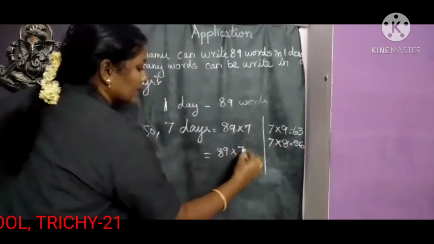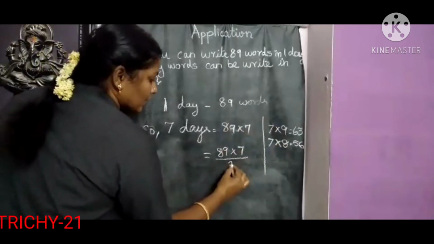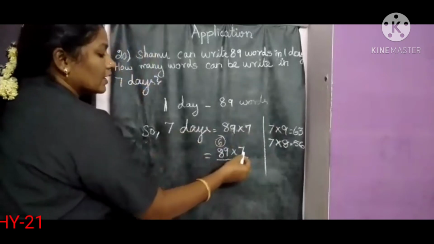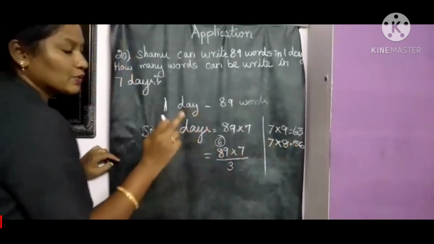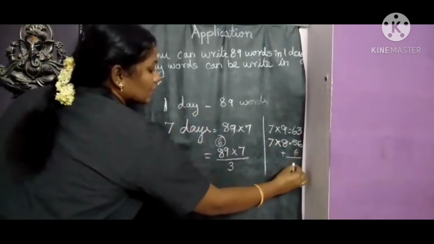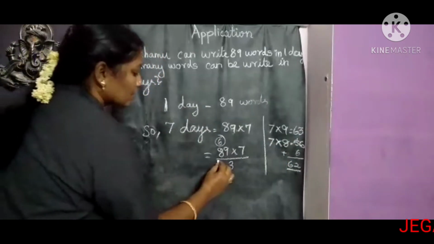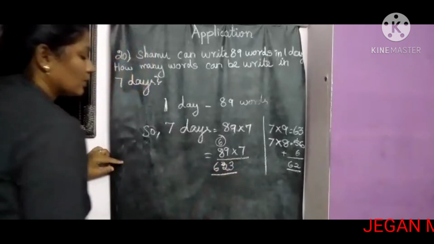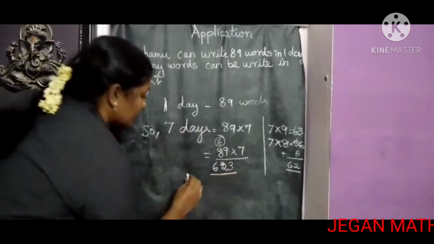89 multiplied by 7. 7 9s are 63. So 3, balance 6 carry over to the next number. Then 7 8s are 56. Already you have 6, so 56 plus 6, that is 62. So totally in 7 days you write 623 words.